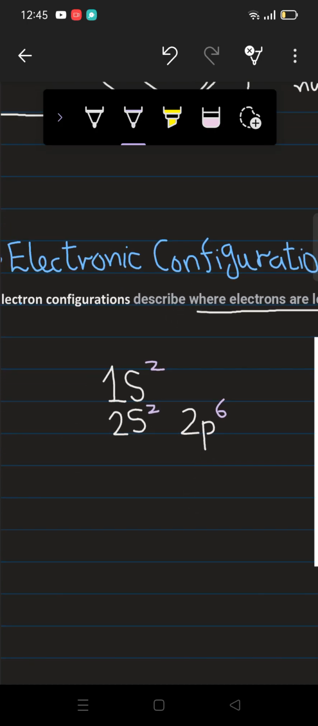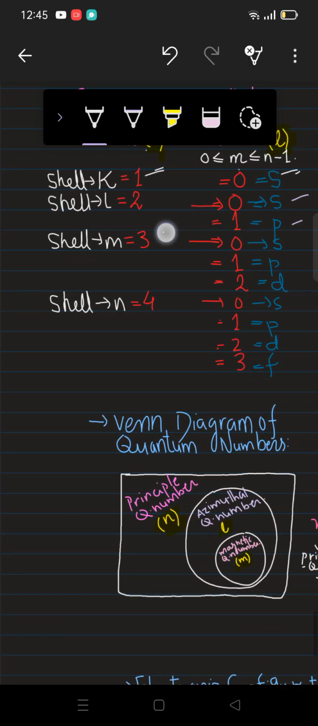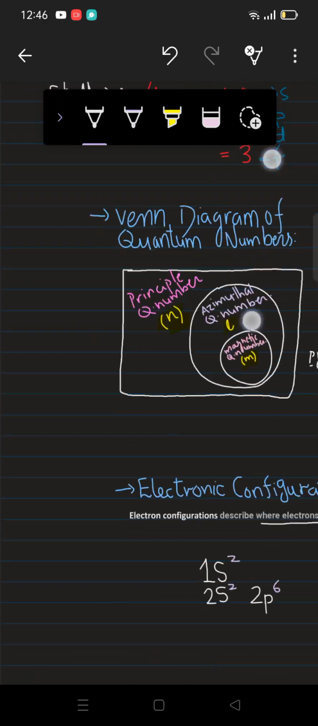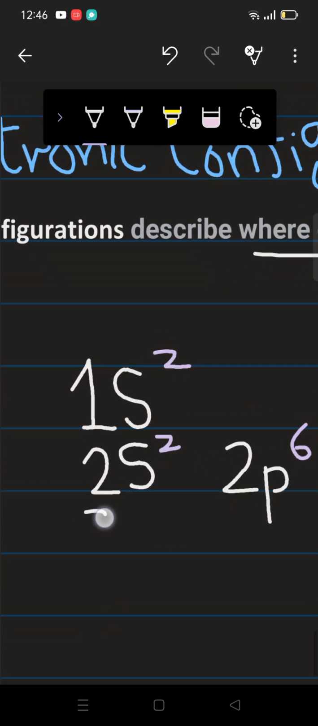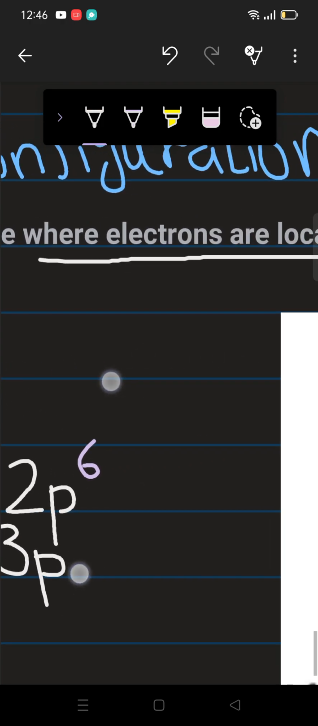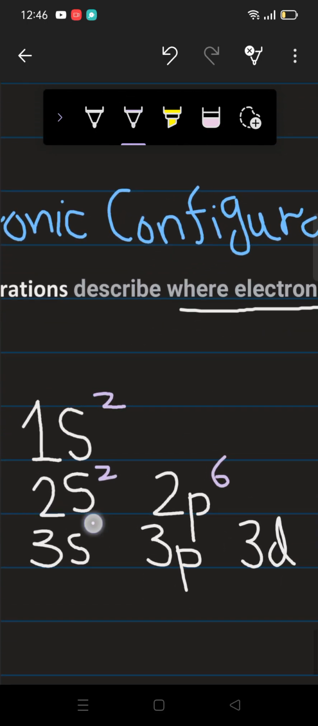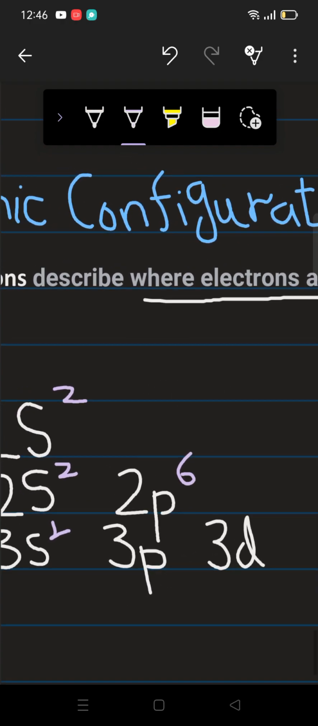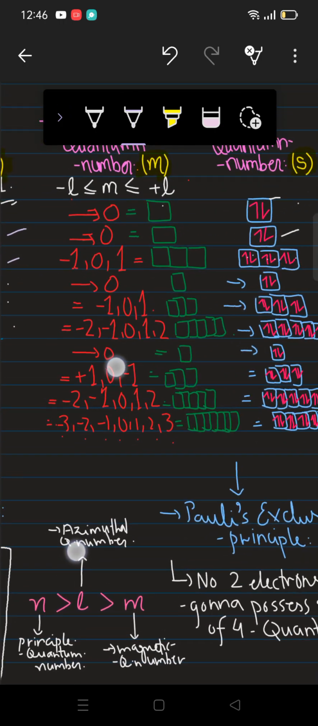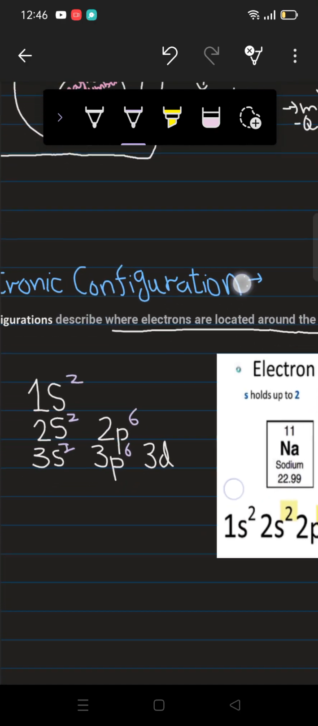Now going towards the third shell. In the third shell we have s, p, and d, so here 3s, 3p, and 3d. In s we already know we have 2 electrons, in p we have 6 electrons. Now let's see how many electrons we have in d. We have 1, 2, 3, 4, 5, 6, 7, 8, 9, 10. So 10 electrons in d.